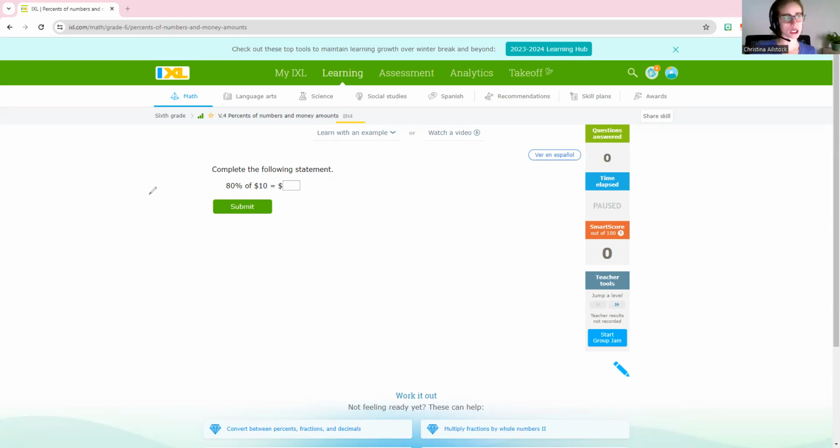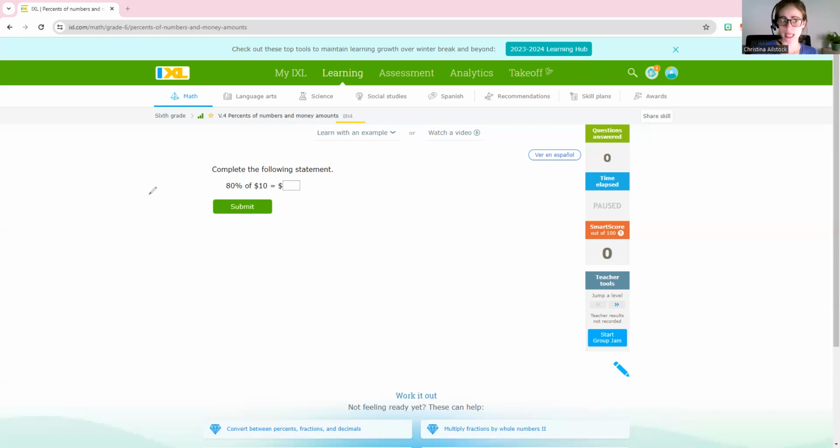So in this example, we are being asked to complete this statement and find out what 80% of $10 is. The first way we're going to show you is my personal favorite, and that is we first are going to deal with this percentage. Whenever you're trying to find the percent of a number, we can't just leave it as a percentage. We need to convert it. We need to change that number into its decimal form.